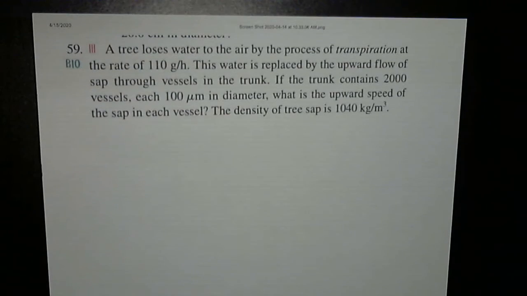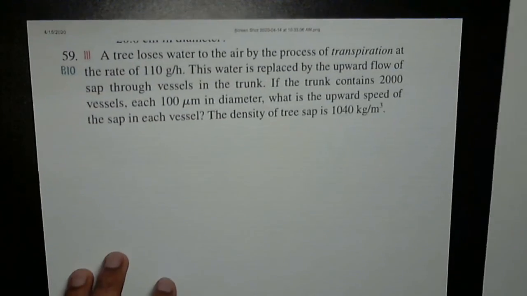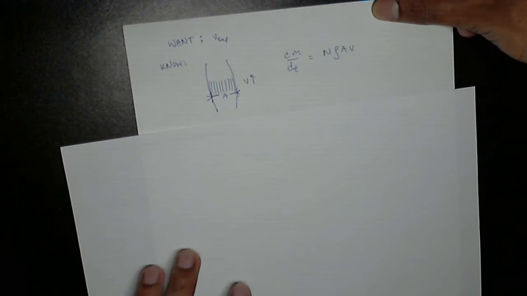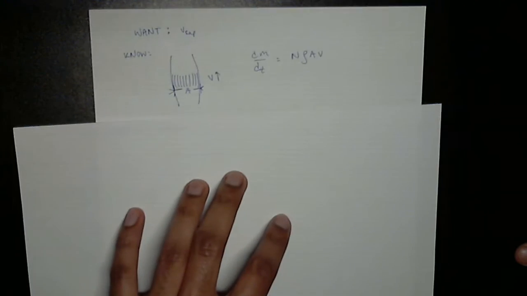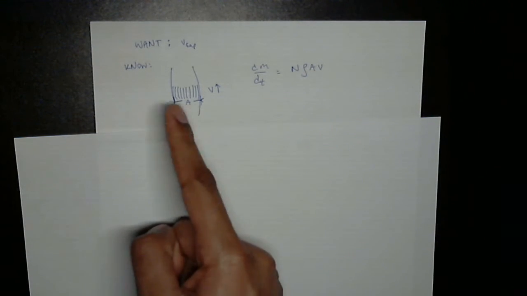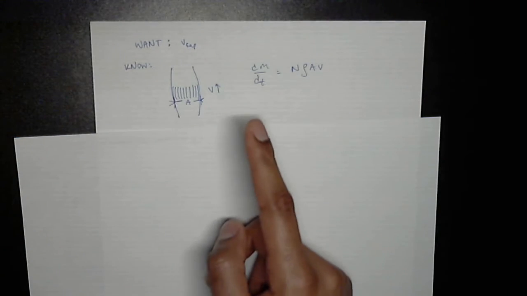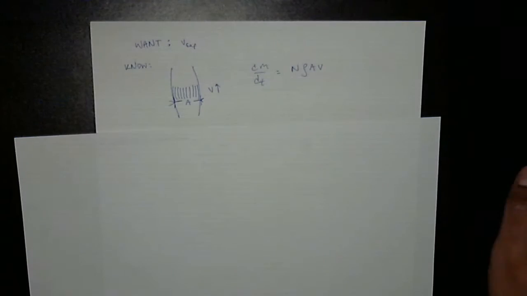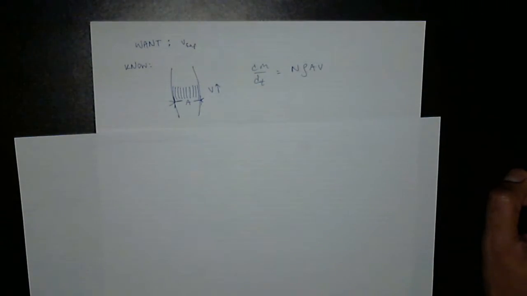All right, so to start this problem, strategy-wise, I'm going to start the way we start every problem, which is writing what we want, which the problem says is the velocity of the sap going up the tube, which I'm going to use the symbol v_sap for. Then we're going to write what we know. I drew a picture here, so we know the tree looks something like that, where there's a cross-sectional area and the velocity of the sap is pointing upward.